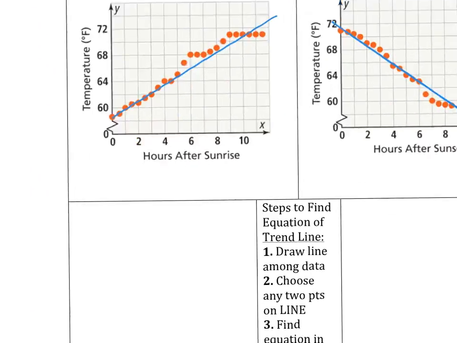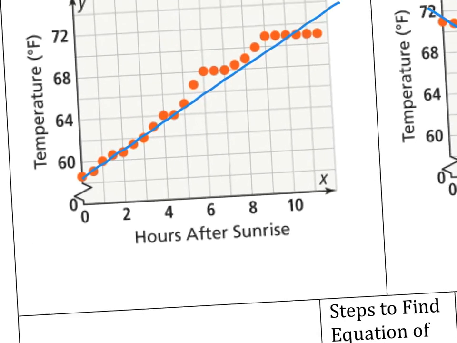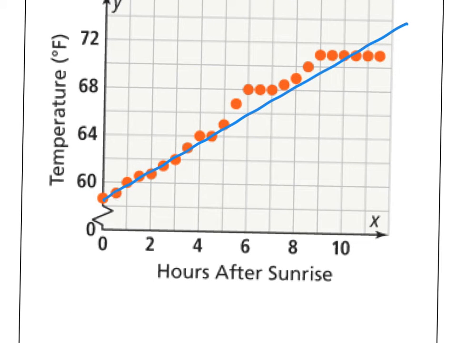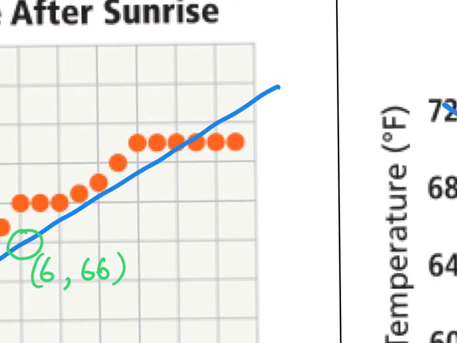I need to now choose any 2 points on this line. Now again, we're not choosing the points that are given to me necessarily. What we're choosing is 2 nice points on the line. So actually notice this one, 6 here, and 65, 66, 66, that's it. So I'm going to choose this point right here, which is 6 and 66. And I need to find another one. And if I can't find a nice point, wait, this actually looks pretty good, an 11 and a 72. 11 and 72.